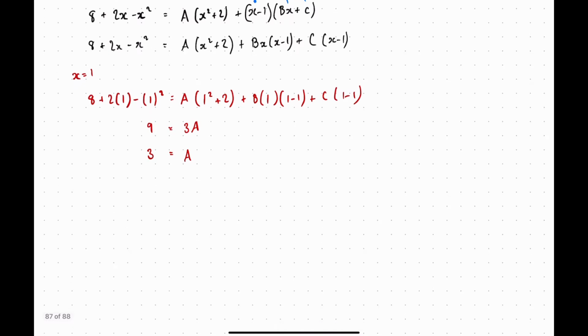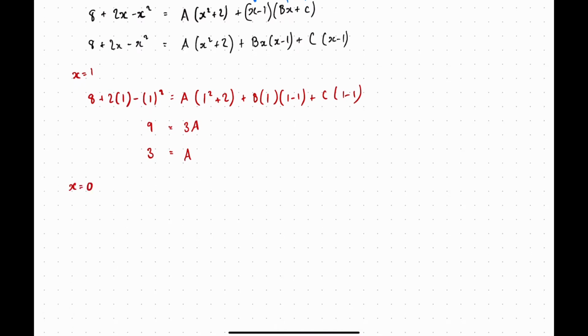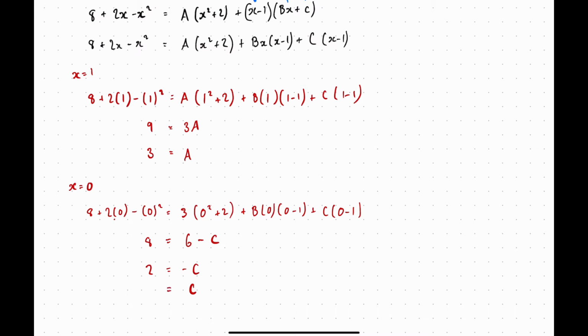So we're going to sub in x is equal to 0, and then that's going to give us 8 plus 2 lots of 0 minus 0 squared is equal to a, which we know is 3, so 3 lots of 0 squared plus 2, plus b lots of 0 minus 1, which will just disappear, plus c lots of 0 minus 1. This gives us 8 is equal to 6 minus c, which gives us 2 is equal to minus c, which means c is equal to negative 2.